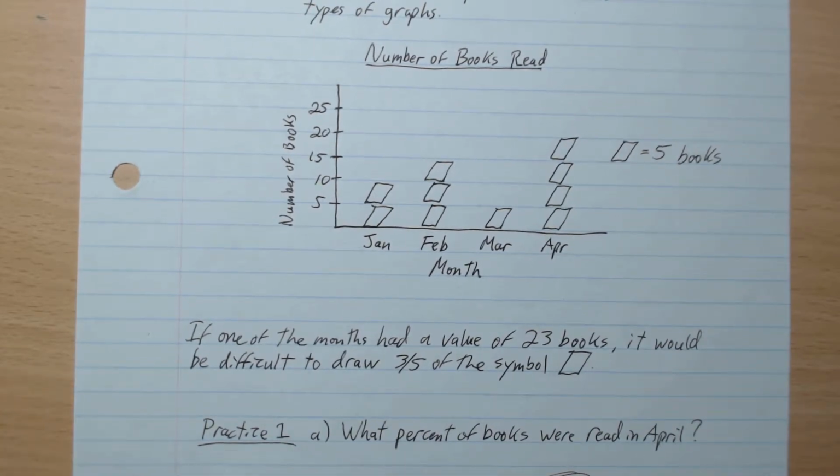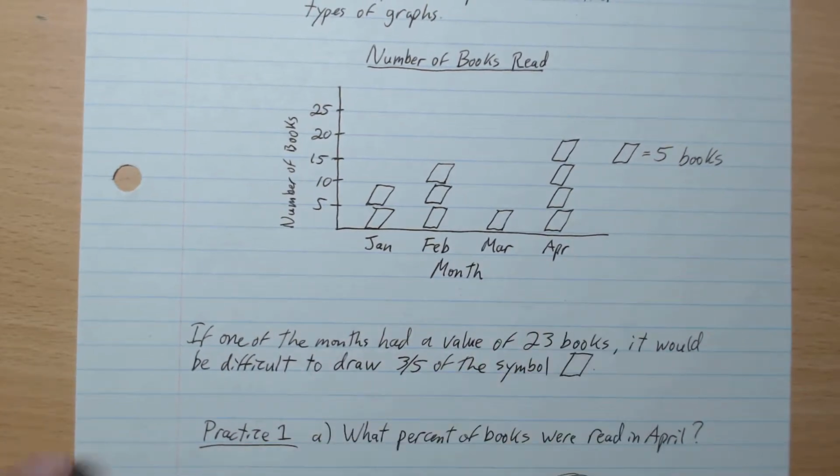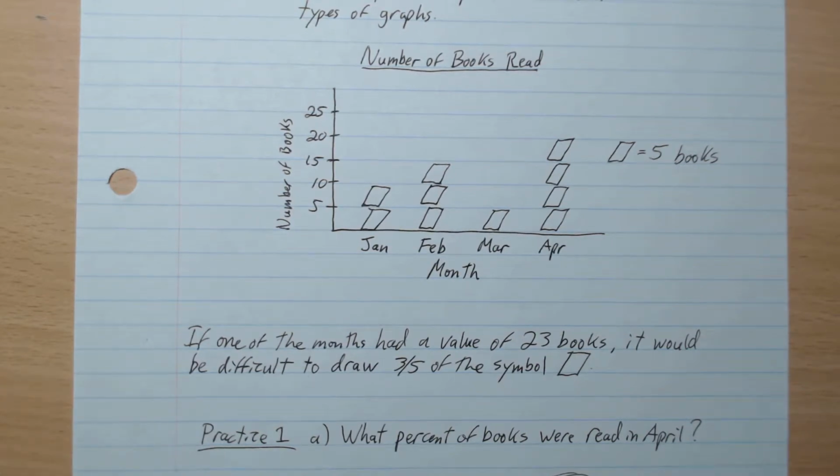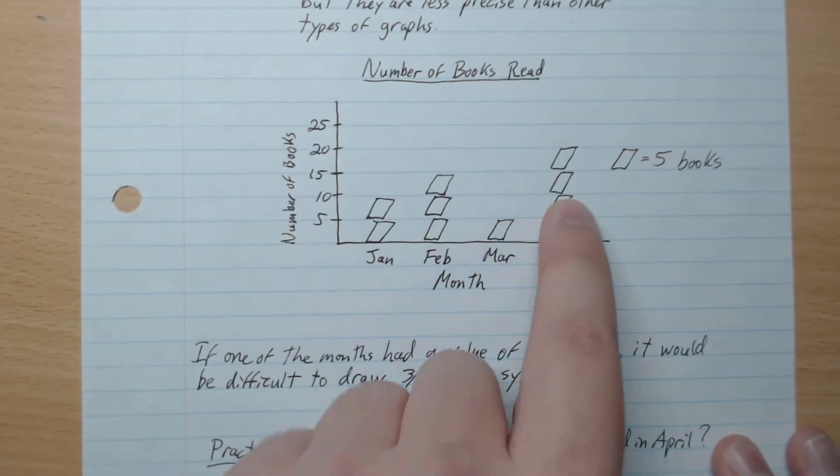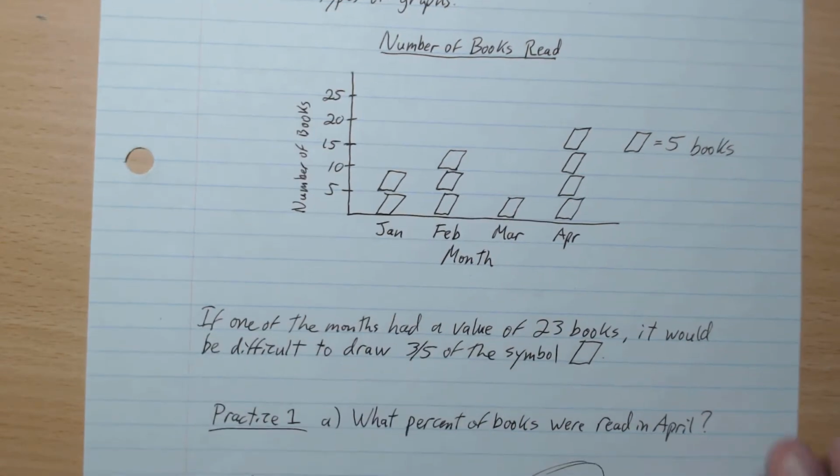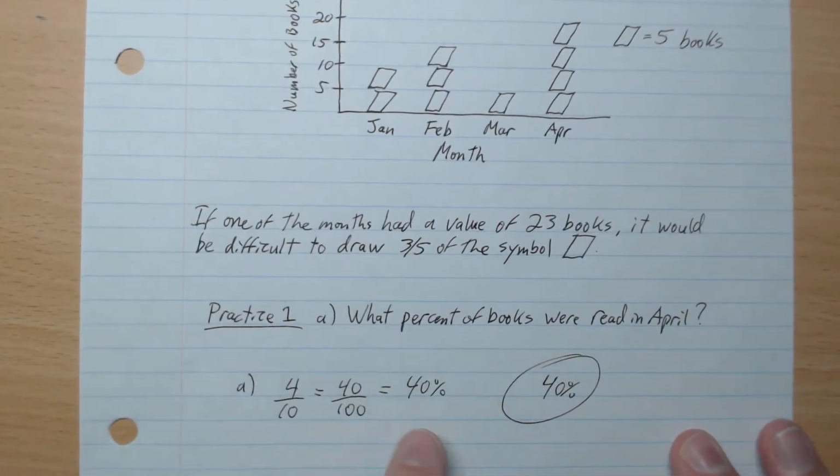So practice number 1. What percent of books were read in April? Go ahead and pause the video and answer that. Okay, so we notice here we have 1, 2, 3, 4 out of 10, like that. So 4 out of 10, and so that gives 40%.